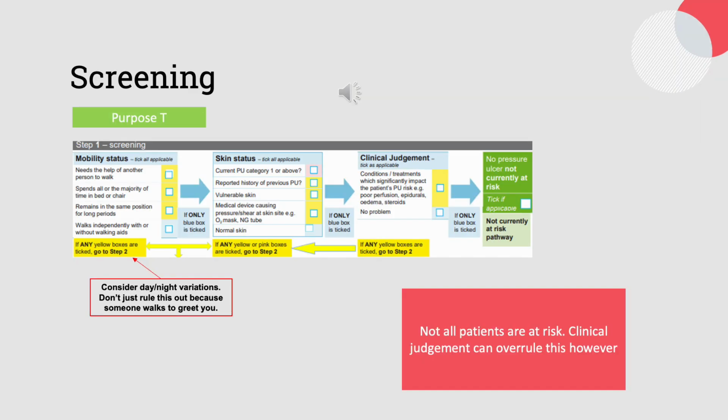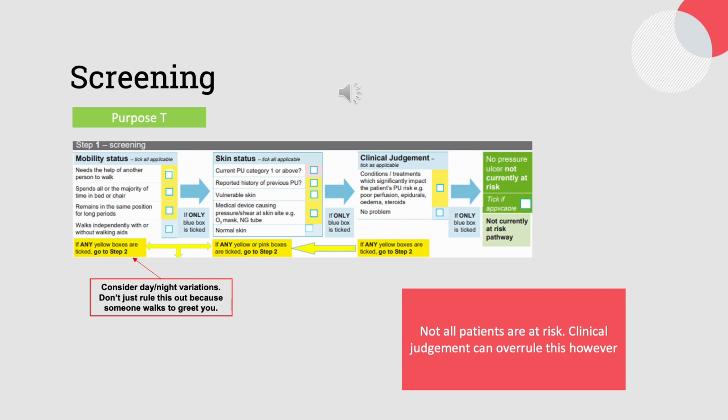The first part you'll complete on Purpose T is the screening section. The idea of the screening section is to screen those people who aren't at risk of pressure damage, so you don't need to go on and complete the full Purpose T. It's a time-saving exercise really for those patients who are obviously not at risk. There are 3 sections to it: mobility status, skin status, and also clinical judgment. And that's a recurring theme in this presentation and in Purpose T, the use of clinical judgment.